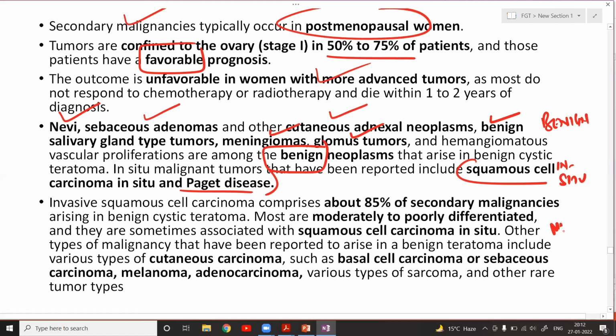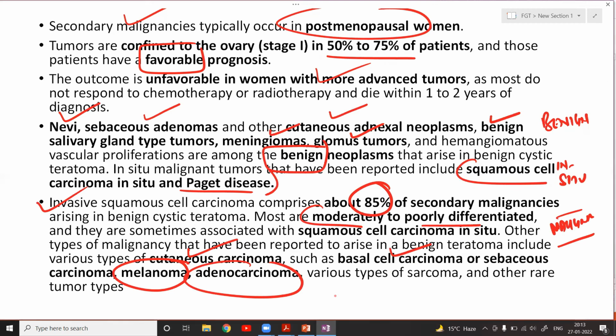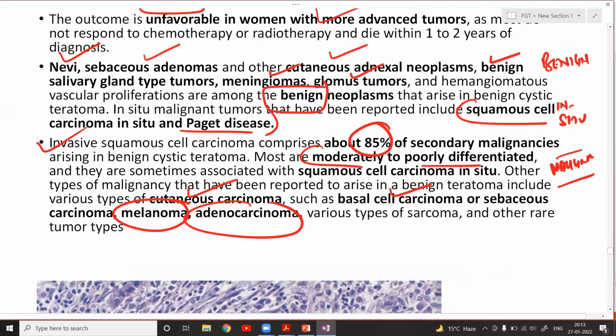So these are the benign tumors which are arising. And sometimes malignant tumors also arise. Among the malignant tumors, around 85% of the malignancies are composed of invasive squamous cell carcinomas, most of which are moderate to poorly differentiated. Other malignant tumors can be cutaneous carcinomas like basal cell carcinoma or sebaceous carcinomas. You can also have melanomas or adenocarcinomas. Various types of sarcomas can also arise. So these are the secondary malignancies which arise in case of a teratoma.